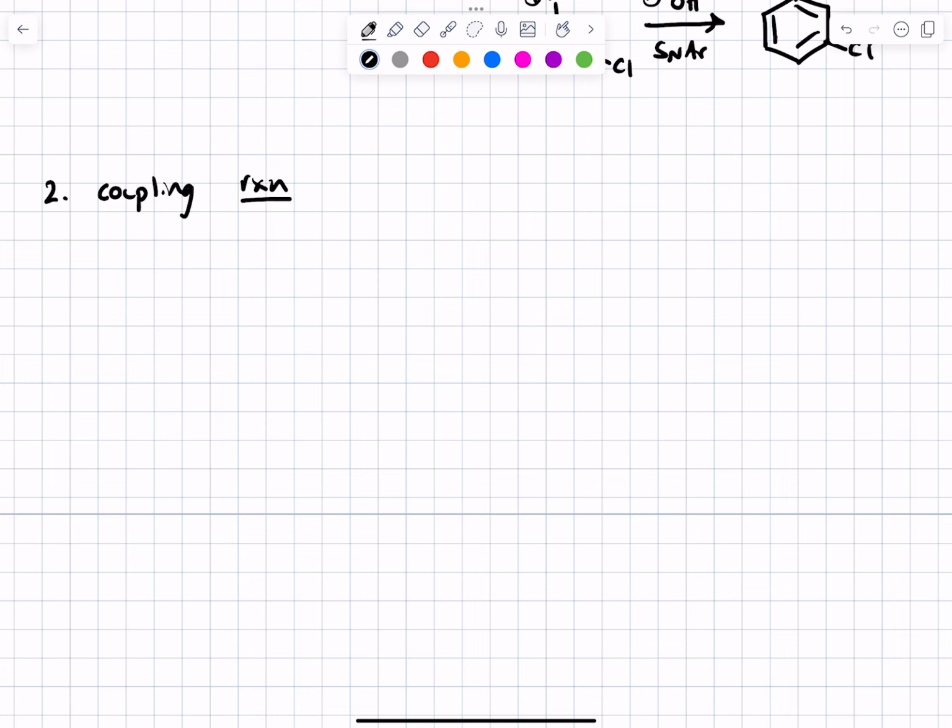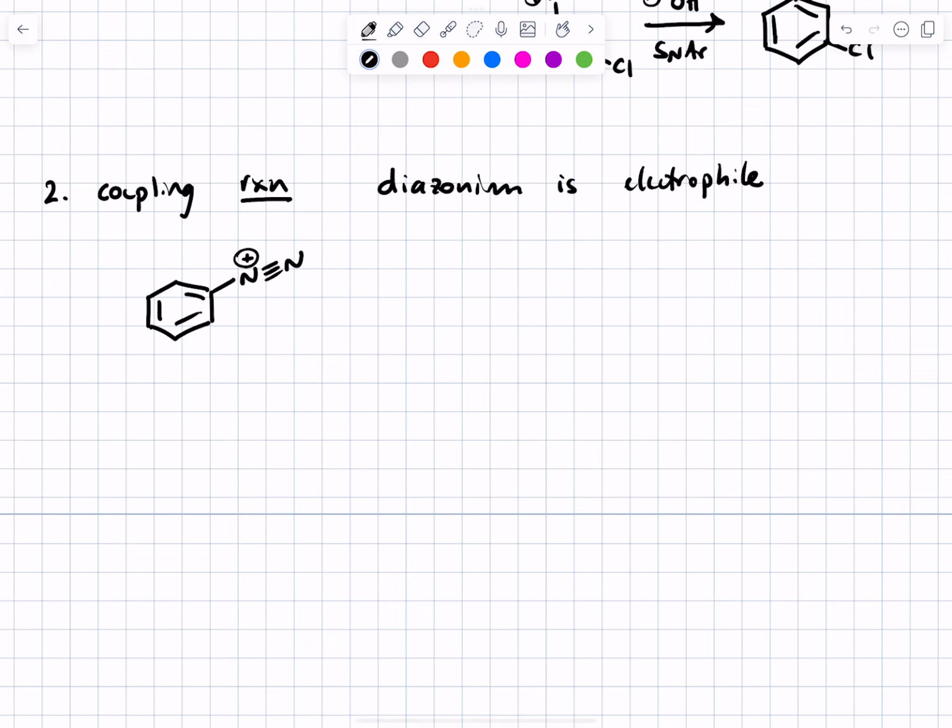And in the coupling reaction, like the substitution reaction, the diazonium compound is the electrophile, but it's going to be electrophilic at a different spot. So here is a diazonium molecule, a benzene ring with the nitrogen. Notice that the nitrogen is positively charged.